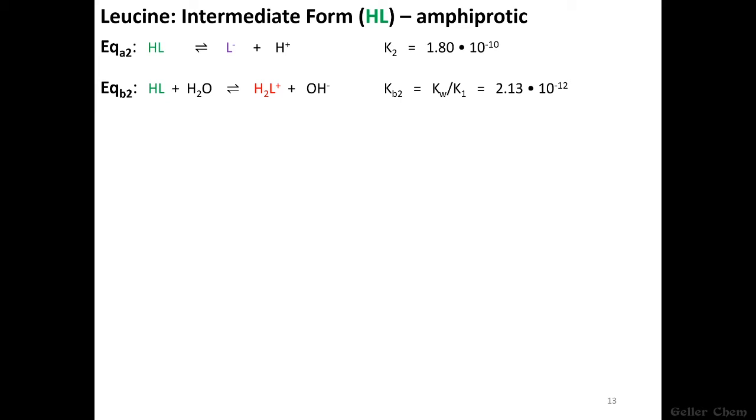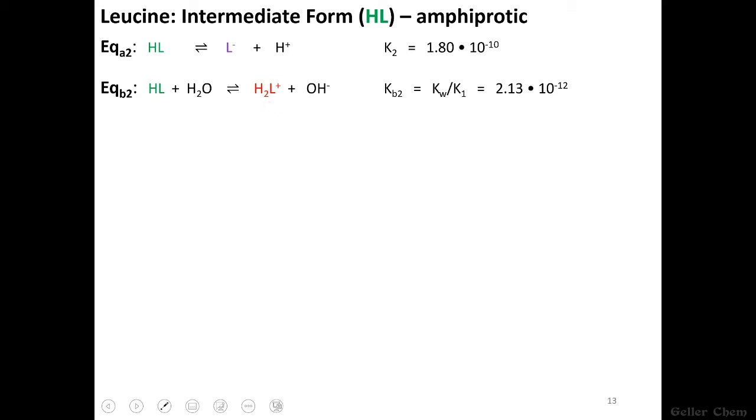Alright, now we will get into the one situation that is significantly different than anything we saw when we dealt with monoprotic species. How do we calculate the pH and concentration of other species if we start with the intermediate form, which can go either way, making things more complicated? It could lose a proton or it could gain a proton.